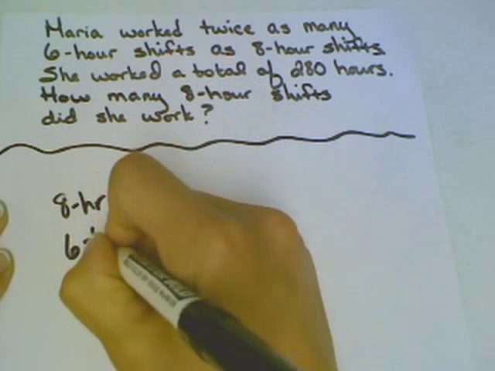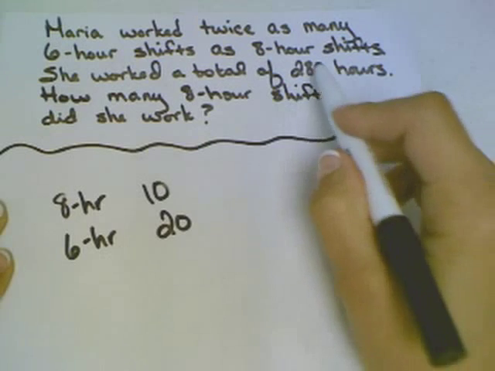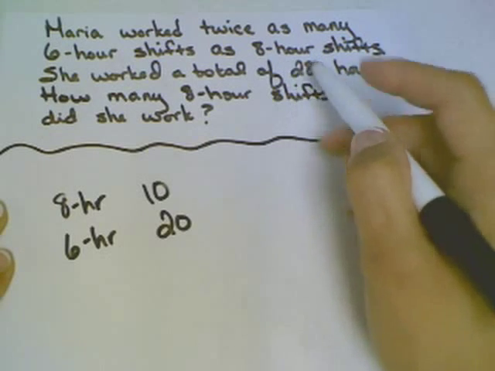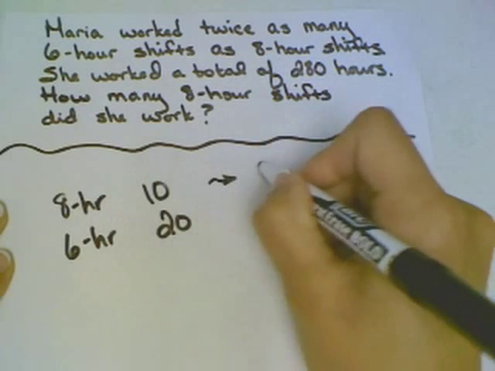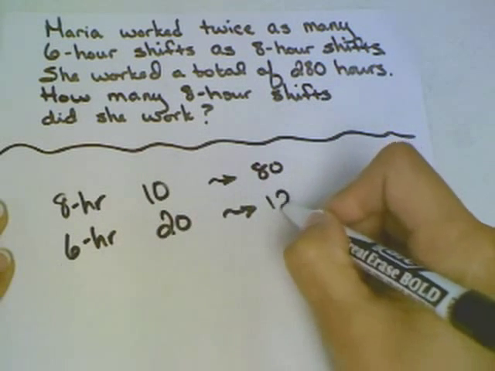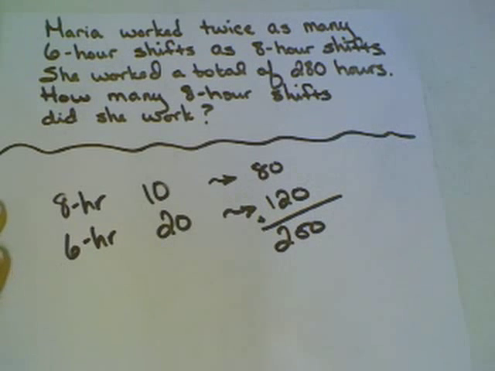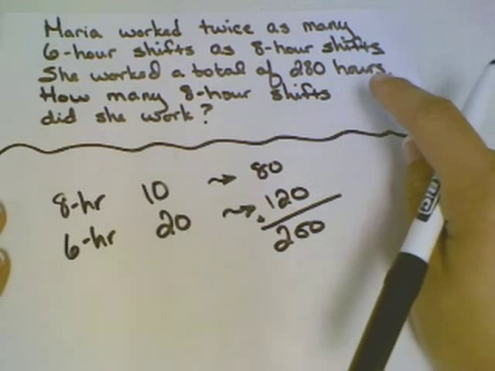And for the 6-hour shifts, that means she has to work 20 of those. But now the other part of this problem is that she has to work a total of 280 hours. Well, if you work 10 8-hour shifts, that's 80. And if you work 20 6-hour shifts, that's 120. Well, this only adds up to be 200 hours worked. I need to get this to 280.